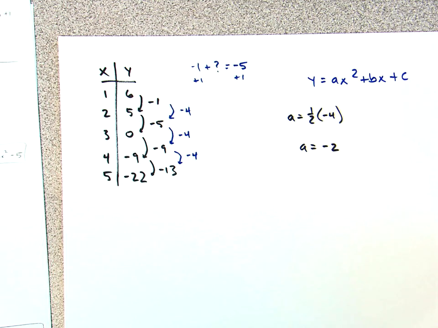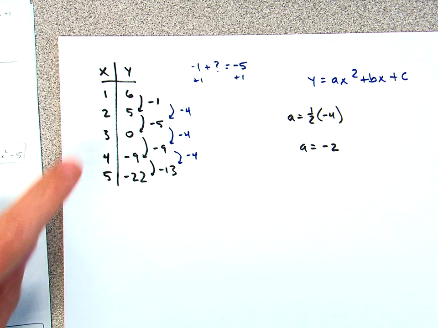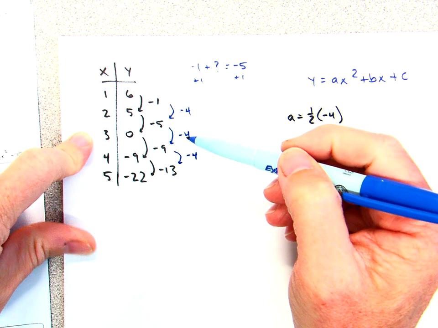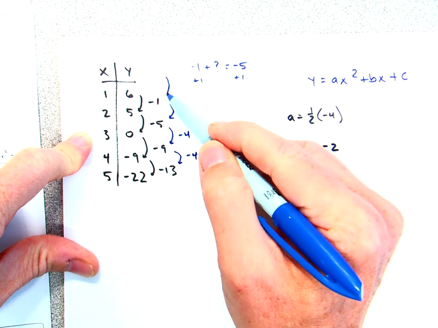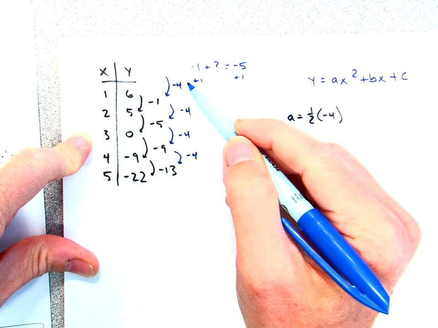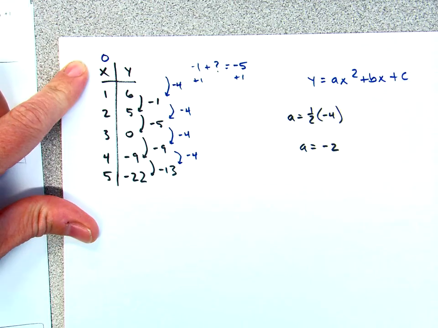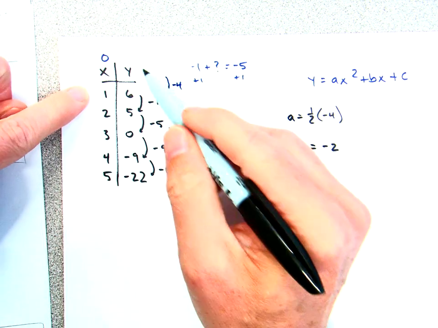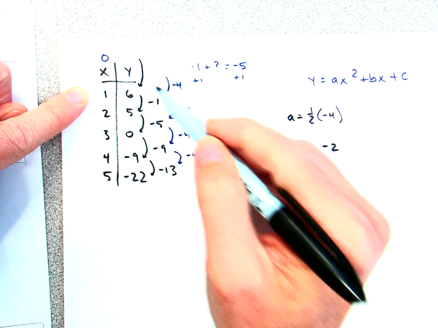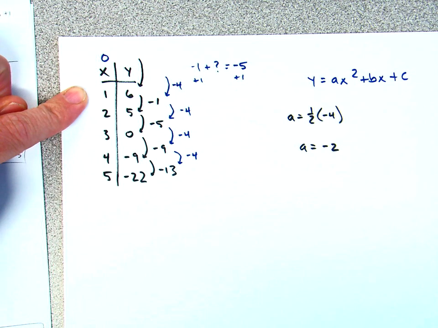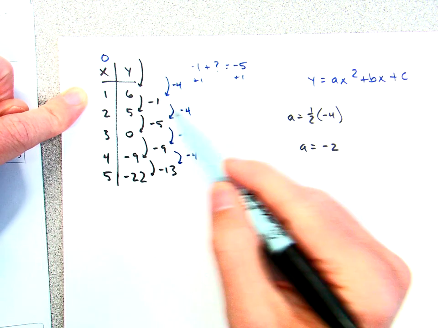Next easiest value would be to find c. I'm just going to backtrack our pattern here. I know that this other second order difference should be negative 4 if I keep up with it. I'm trying to find the 0 value, which is only one step away, nice and easy. What would I need to do to make this fit the pattern?